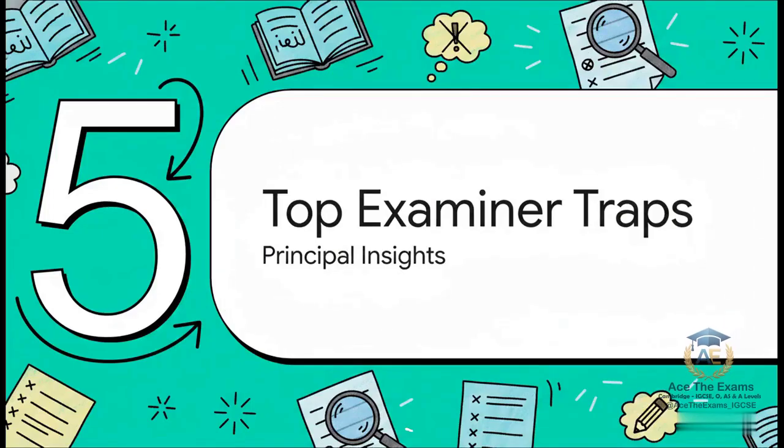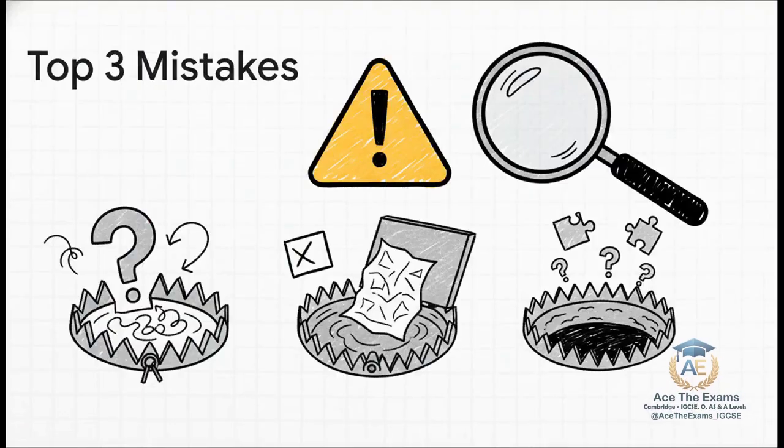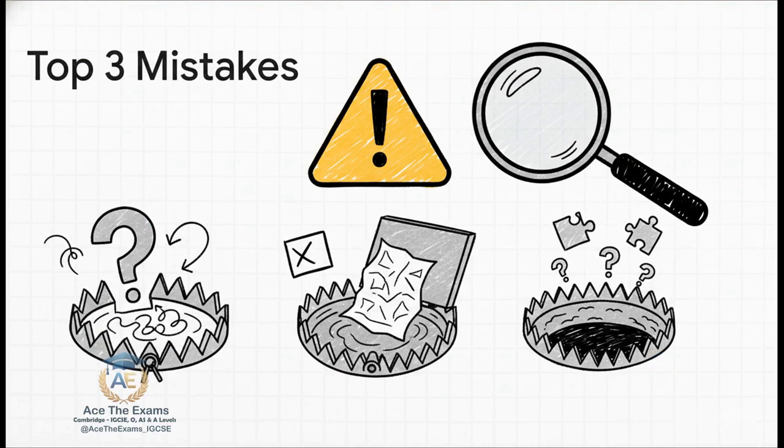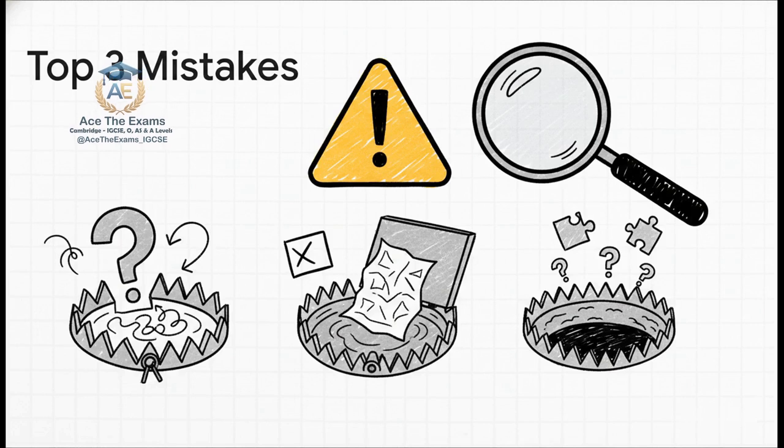Section 5. Top examiner traps. Let's initiate our final drill, debris on the runway. We are going to dig directly into the principal examiner reports to find the exact lines and mistakes that consistently violate safety regulations and cost students their A-level grades. Here are the top 3 examiner traps you must avoid.